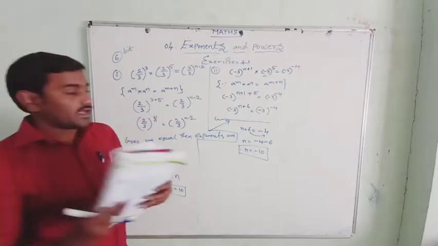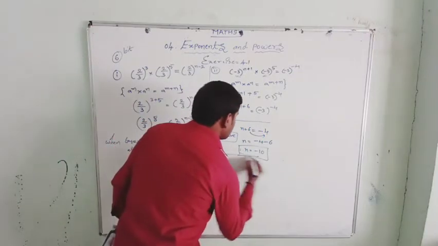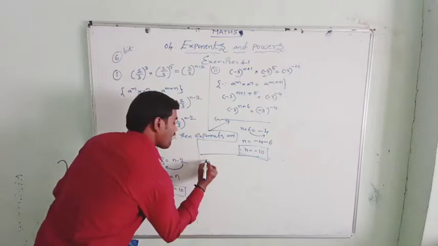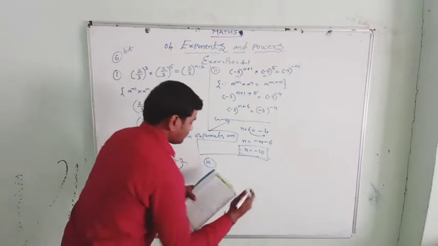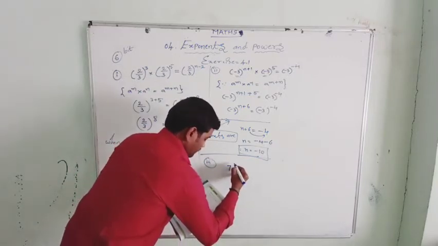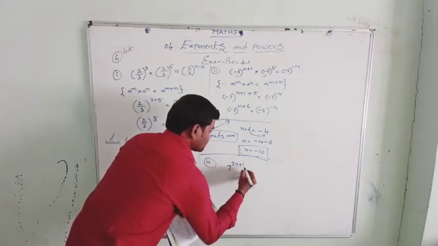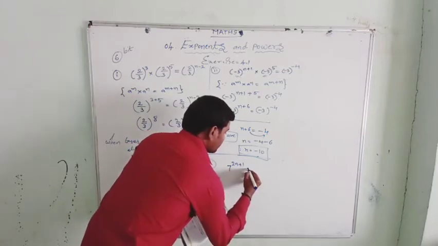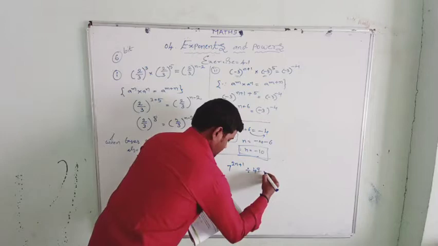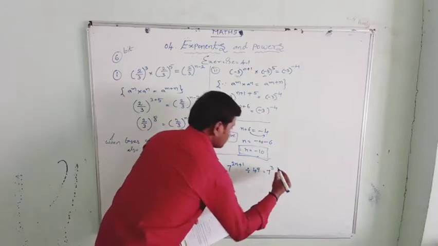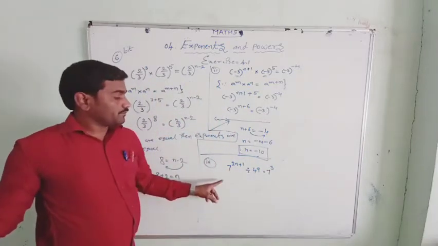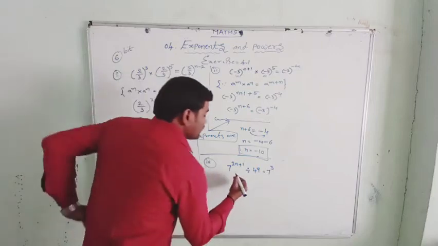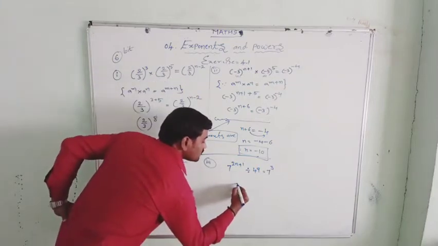And we have the third one. The third question: 7 to the power of 2n plus 1 divided by 49 is equal to 7 to the power of 3. So here let us divide this.